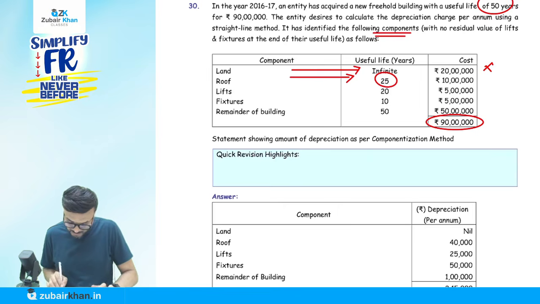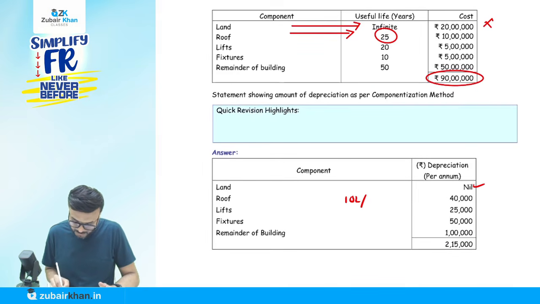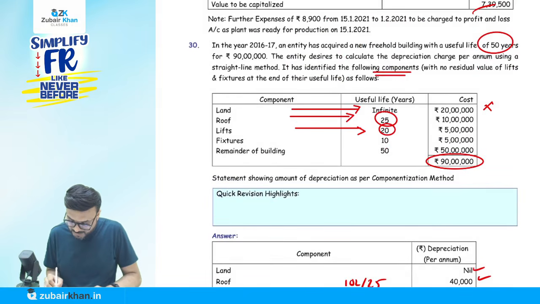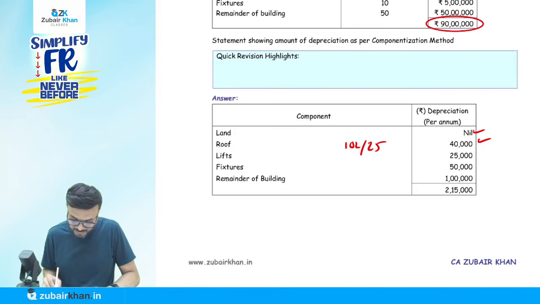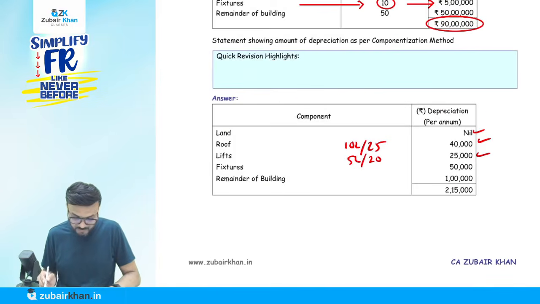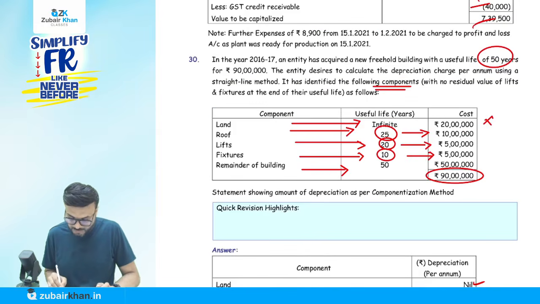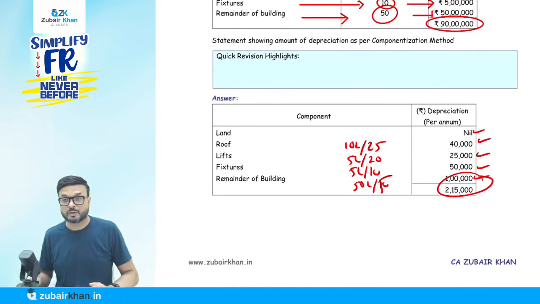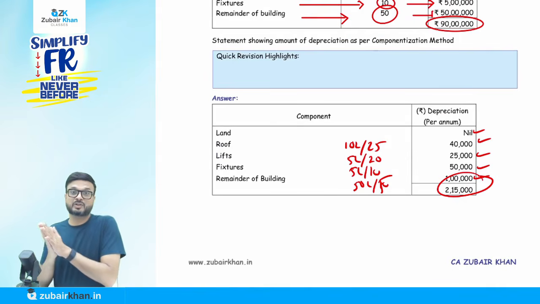25. So 10 lakh divided by 25, that is coming how much? 40,000. Now lift here, 20 years is the life. Cost is how much? 5 lakh. So 5 lakh divided by 20, that will come 25,000. Fixtures here, life is 10 years. Cost is how much? 5 lakh. So 5 lakh divided by 10, that will come 50,000. Now last one is the remainder of building. 50 years is the life and the cost is 50 lakhs. So 50 lakhs divided by 50 years life, that will come how much? 1 lakh. So that is the amount of depreciation on the component basis.